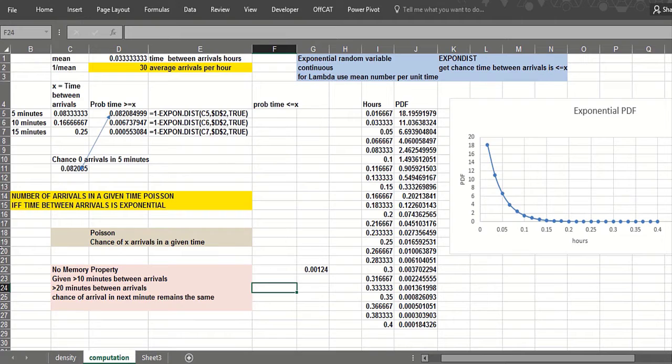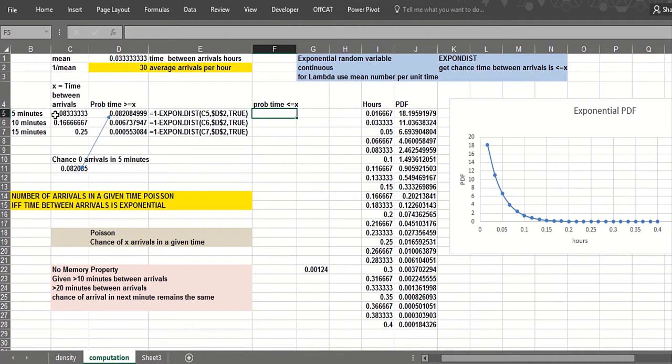And another property of the exponential random variable: the number of arrivals in a given time is Poisson. That's true if and only if the time between arrivals is exponential. So again, let's solve this problem here. We've got, again, on the average 0.0333 hours between arrivals, so 30 arrivals per hour. Okay, so what's the chance to be less than or equal to 5 minutes between arrivals, less than or equal to 10 minutes, or 1 minus that is greater than or equal to?